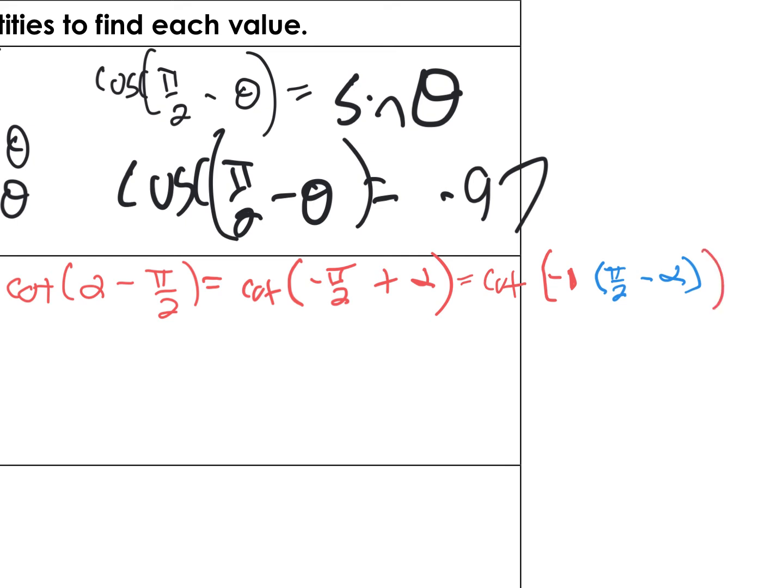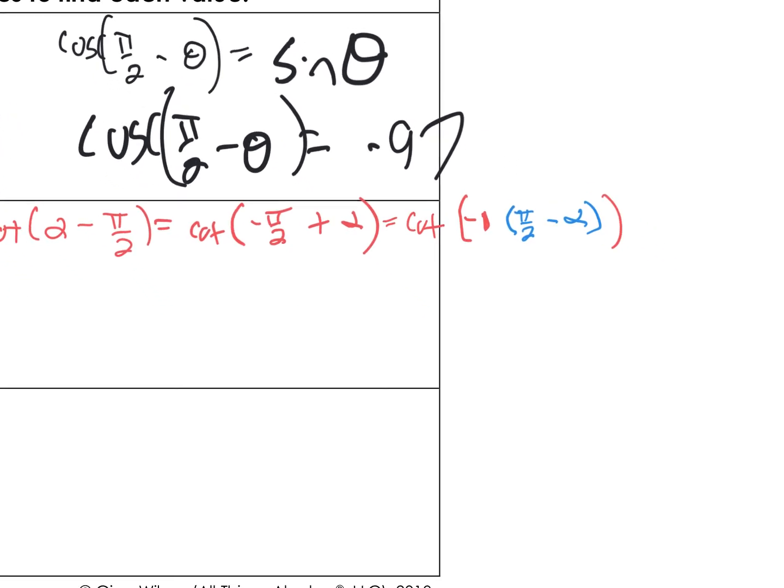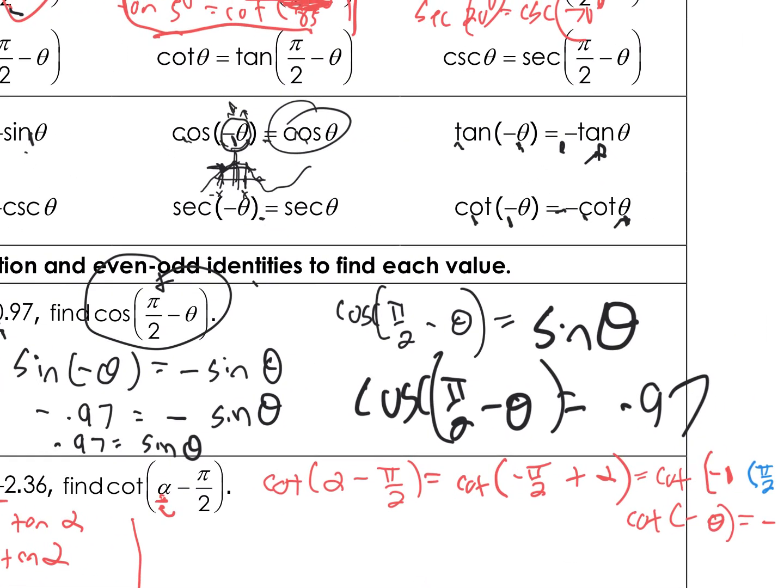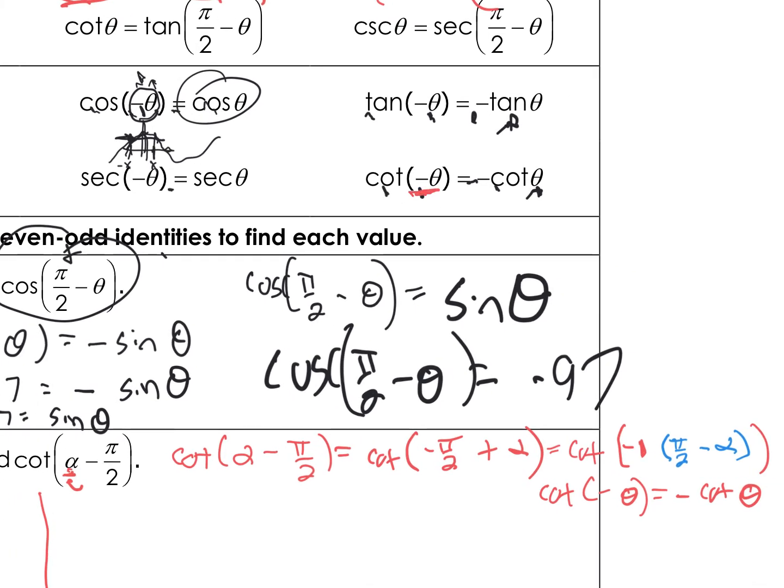Okay? Oh, good news. Remember that the cotangent of a negative theta is the same thing as a negative cotangent of theta? I believe that's up there. Let's go look at it. Cotangent of a negative angle. Where's that at? Cotangent right here of a negative angle is the same as negative of the cotangent of the angle.